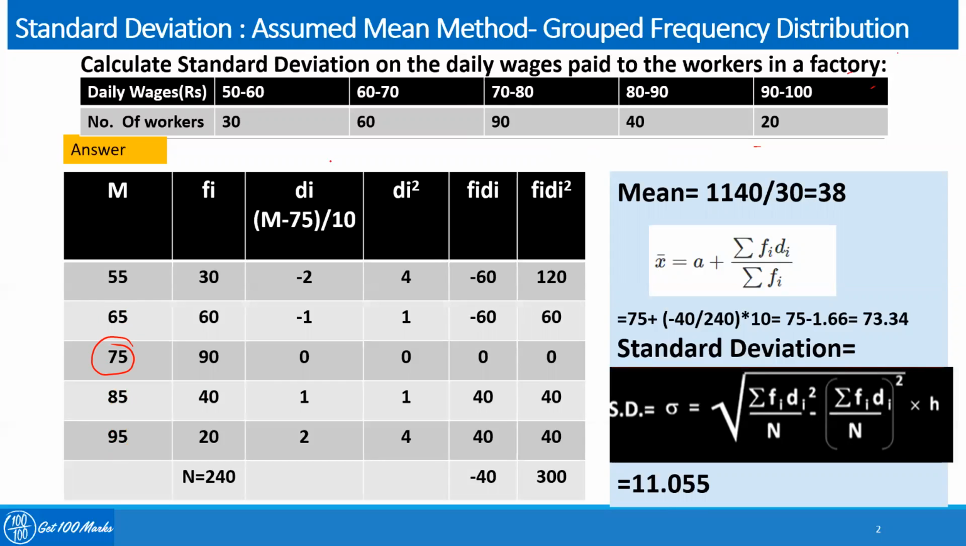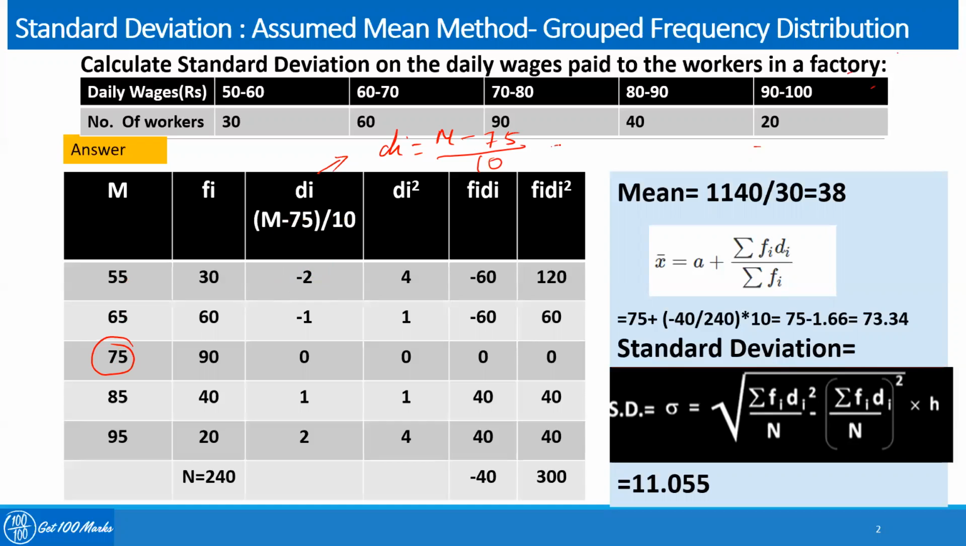Therefore, my d here will not be the actual value. So di is equal to the mean value, which is m, minus the assumed mean, which is 75. Now, if I subtract 55 minus 75, I'll get negative 20. I can reduce it further by dividing by some number. So I thought I can divide it by 10, where my value of di will come as a very small integer. That's why I have taken di equals m minus 75, divided by 10.